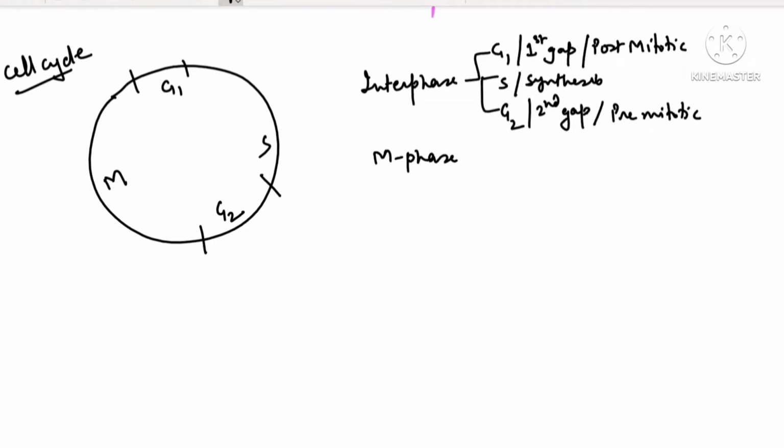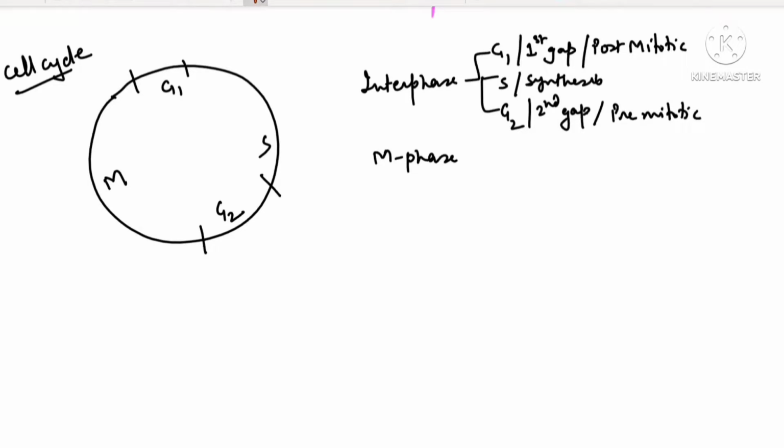Clear? Now, during interphase, we don't find any cell division. We are finding that only chromatin is there. Nucleus, you can study it. You can see the nucleus, you can see the chromatin, which can be stained with the basic dye, but you will not find anything else. But if you see, the most metabolically active phase is actually interphase only.